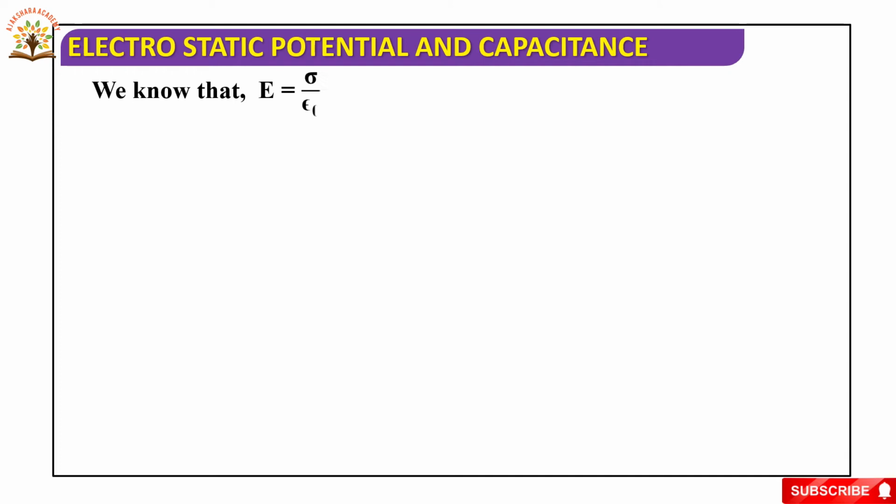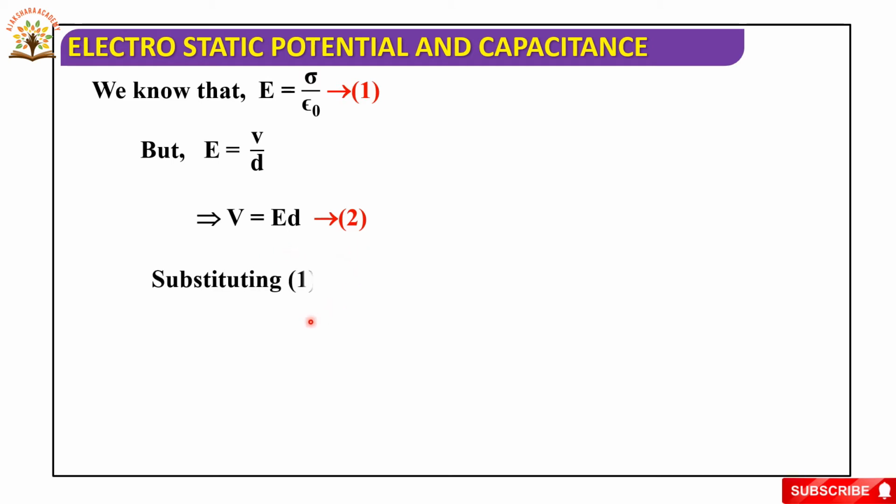We know that E is equal to sigma by epsilon naught. Consider this as equation number 1. But E is equal to V by D, so from this we can write V is equal to ED. Consider this as equation number 2. Substituting equation 1 in equation 2, we get V is equal to sigma by epsilon naught into D.